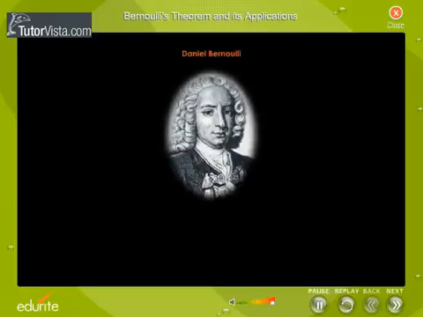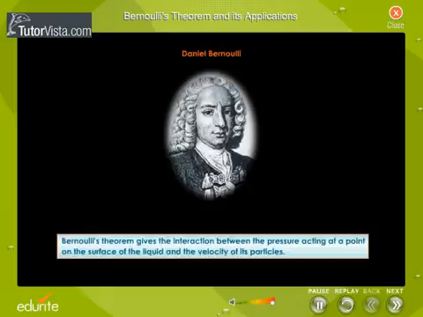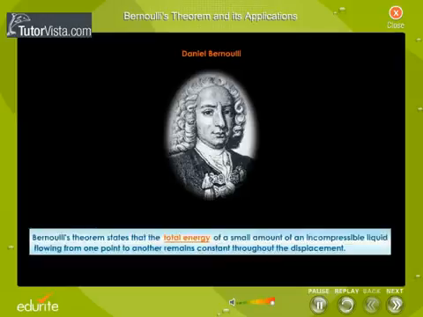Daniel Bernoulli, a Swiss mathematician and physicist, stated a theorem which gives the interaction between the pressure acting at a point on the surface of the liquid and the velocity of its particles. Bernoulli's theorem states that the total energy of a small amount of an incompressible liquid flowing from one point to another remains constant throughout the displacement.